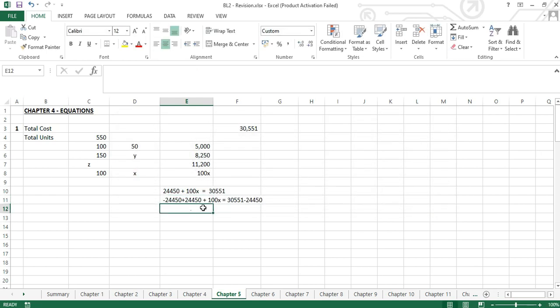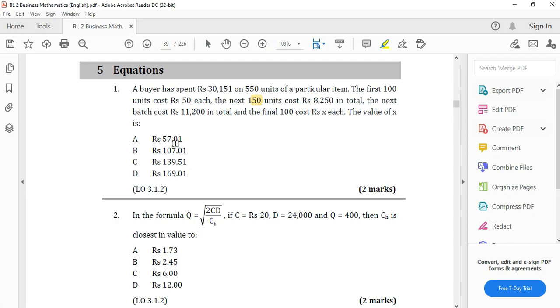This is what happened. Therefore, it will be equal to 100x because this part becomes 0, equals 30,551 minus 24,450, which is 6,101. Therefore, x equals 6,101 divided by 100. X therefore equals 61.01. Okay. They are asking it.